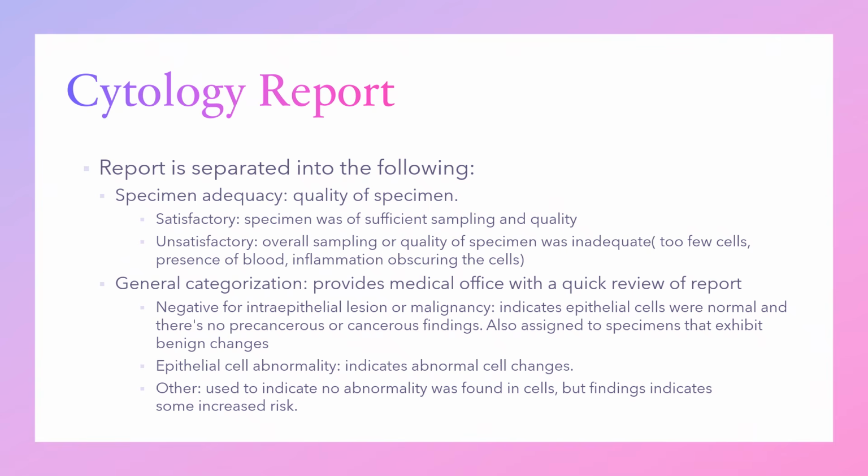We have the specimen adequacy. Well, I guess technically 5 sections. We're going to go over 2 main sections here. So the specimen adequacy, which is the quality of the specimen. So it's either satisfactory or unsatisfactory.